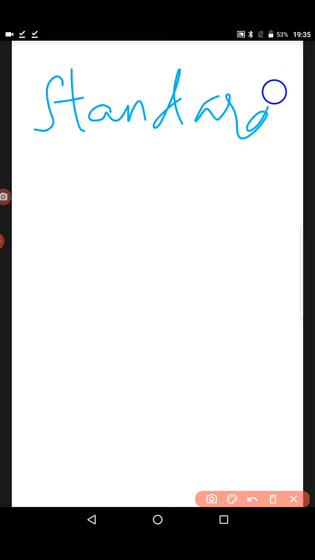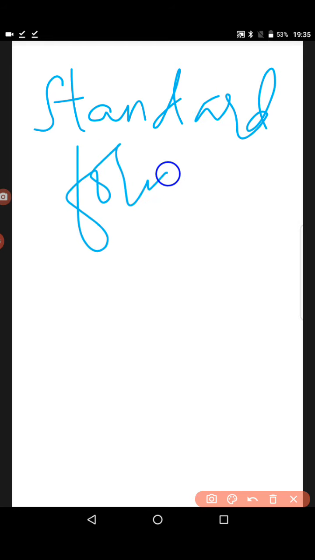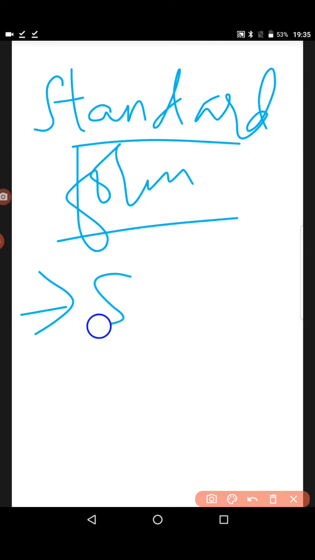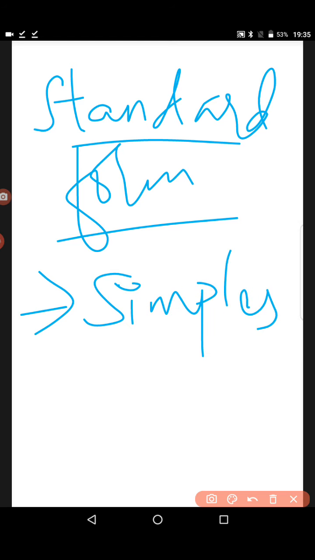Now we have something different. That is standard form. So what is the standard form, you might be thinking? Standard form is nothing but simplest form in simple words. So it is the simplest form. That's all. Standard form is simplest form. So how do we get the simplest form, you might be thinking, right? Already this P by Q, whichever we have, is in the standard form.